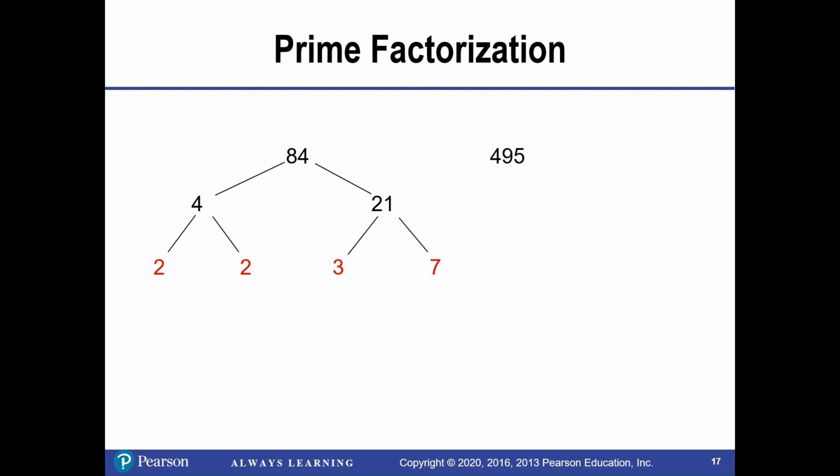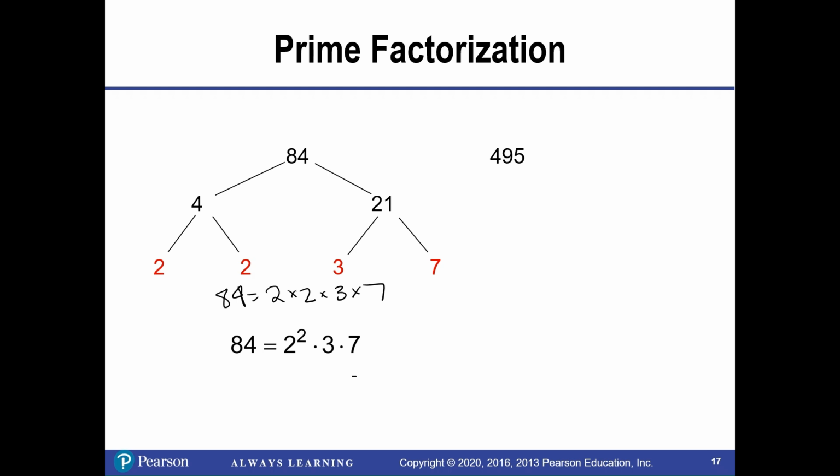Now I ask myself, all right, of these factors, are they all prime? Do I need to break any of them down anymore? And they actually are all prime because 2 is prime, 3 is prime, and 7 is prime. So I would write this as 84 is equal to 2 times 2 times 3 times 7. Or I can combine my 2's and say that 84 is 2 squared times 3 times 7.